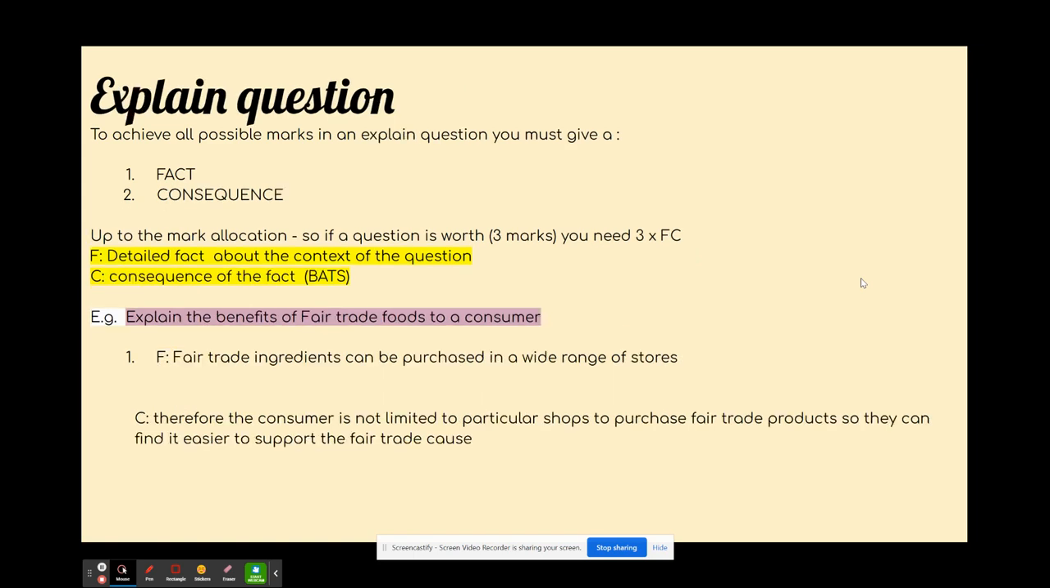Secondly, we've got an explain question. Very similar to an evaluate, however, we do not need an opinion. We still need to include a but in our consequence. And the mark allocation, if it was worth 3, we would need 3 FCs in our answer.